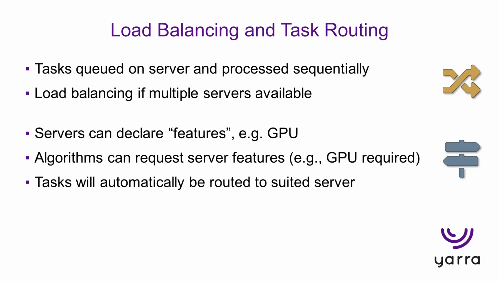Now, when you submit tasks to a Yarra server, the server will queue these tasks and process them sequentially. Now, if you submit many tasks at the same time and your reconstruction algorithm is expensive, there might be a backlog eventually. And if that's a problem, it is possible to install multiple servers. And the Yarra client will then automatically distribute the tasks to all available servers. And you can then also declare specific features for these servers. For instance, if a server has a GPU, and if your algorithm requires a GPU, then the Yarra client will automatically route these tasks to a server that has this feature.